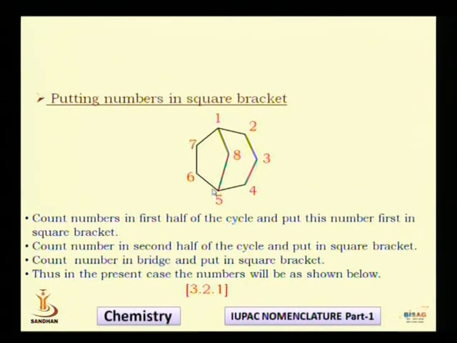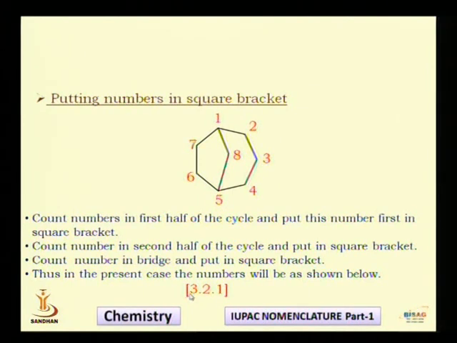When I am coming back from the 6, 7 to the original carbon, then it is called the second half cycle. So the cycle is divided into 2 parts. This portion is called the first half cycle, and this is called the second half cycle. So you count the number of carbons which are present in the first half cycle. I have counted that there are 3 carbons.